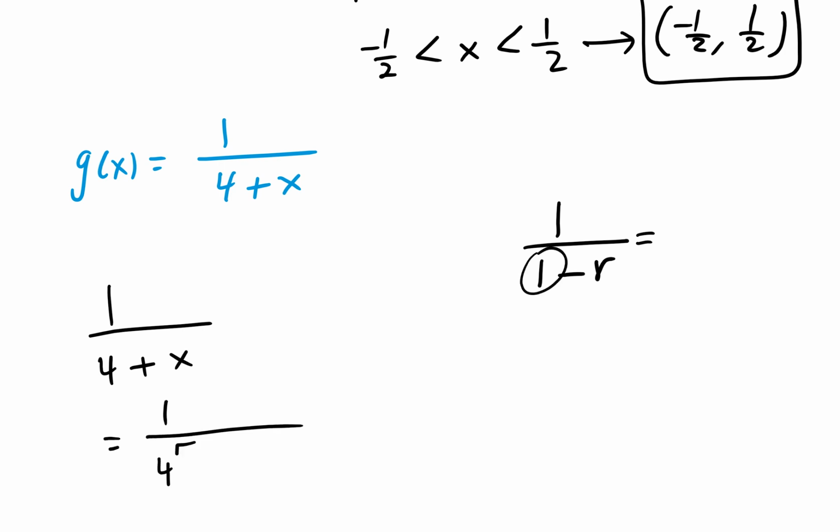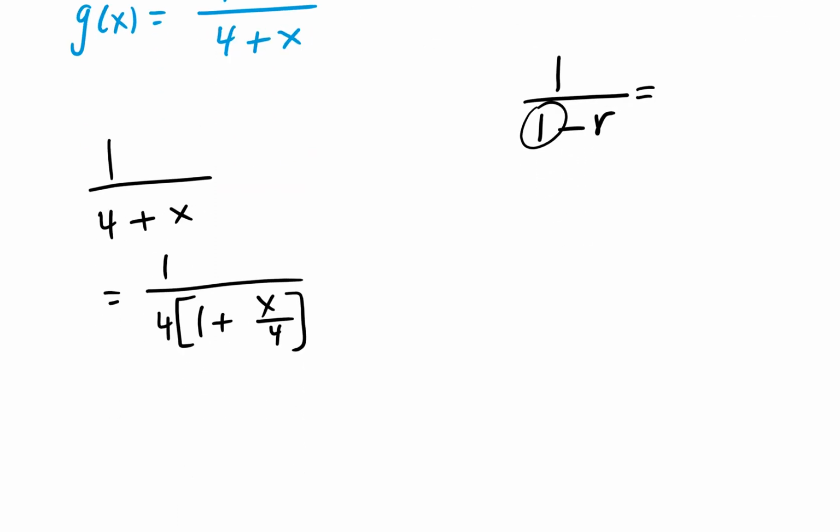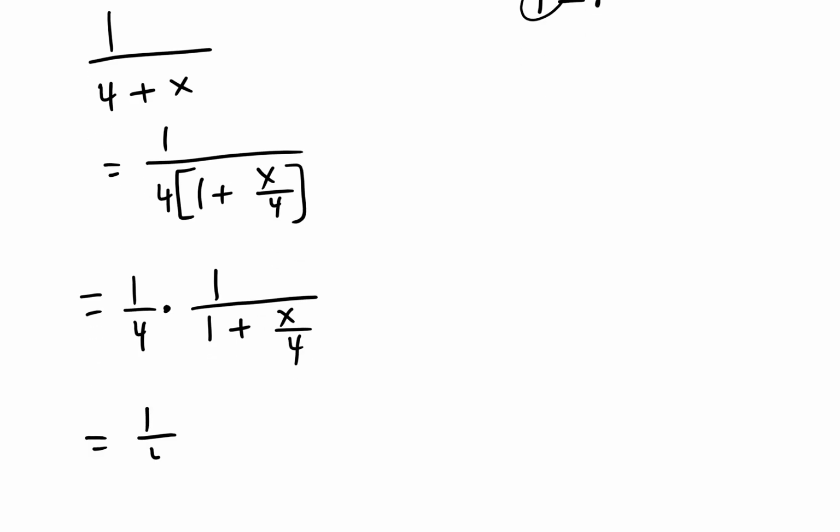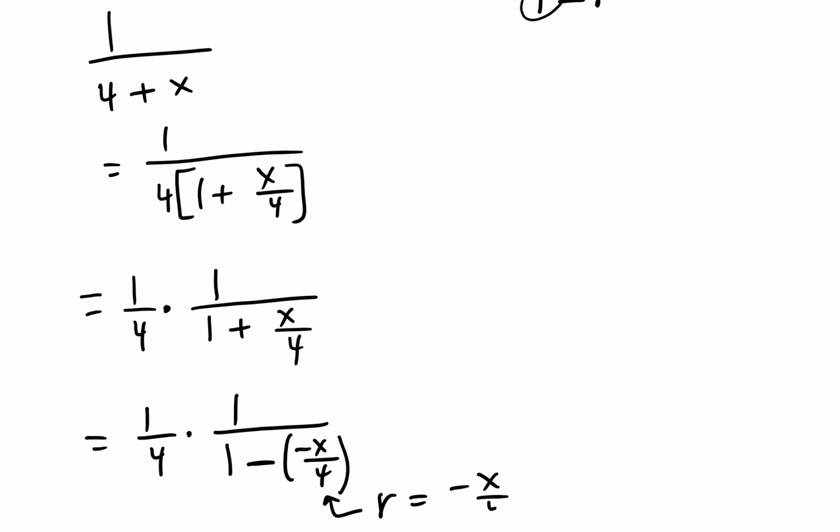I factor a 4 out. That gives me 1 plus x over 4. And then after that, I can pull the 4 as 1/4 out, and I have it like this. So the 1/4 doesn't do that much. Just keep it out. And then after the 1/4, we are going to write this as 1 minus negative x over 4. So this is my r, negative x over 4.